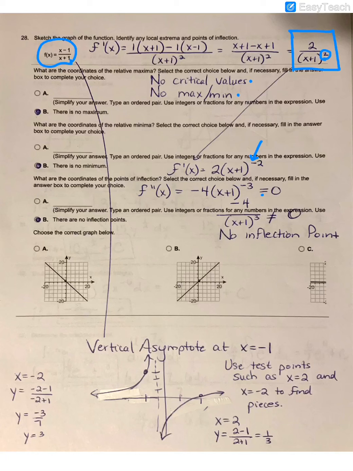Here, once again, there's no way that it ever equals 0 because of the -4 on top. And even though it's undefined at -1, I go back to the fact that on the original function, x equals -1 is a vertical asymptote. So you're not going to have an inflection point in that particular case.